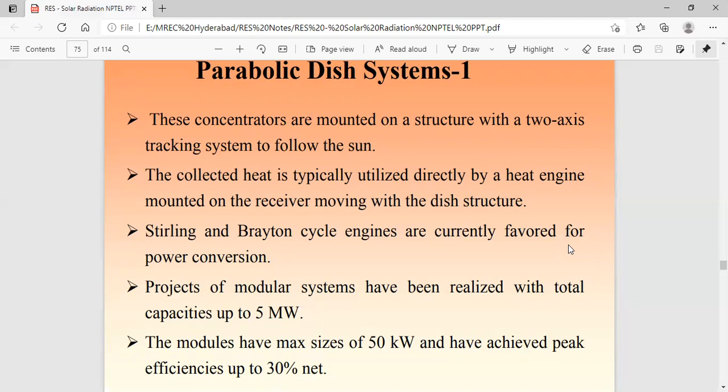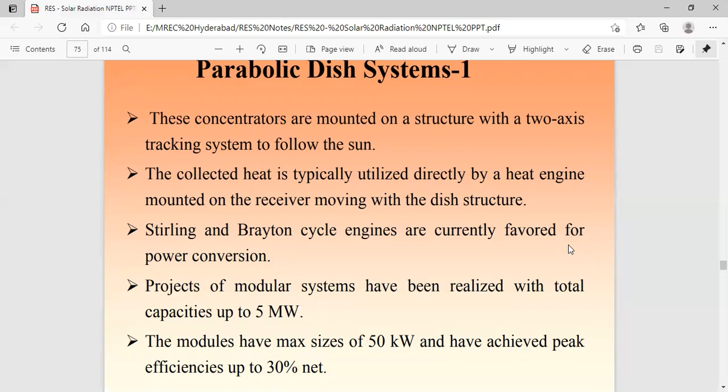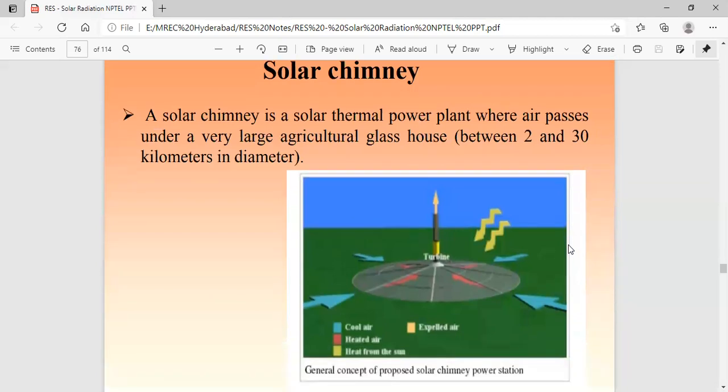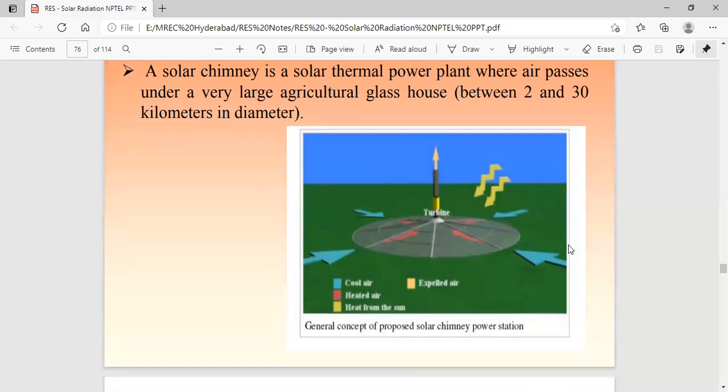Projects of modular systems have been realized with total capacity up to 5 megawatts. The modules have a maximum size of 50 kilowatts and have achieved peak efficiency up to 30% net value. Next one is the solar chimney. The solar chimney is a solar thermal power plant where air passes under a very large agricultural glass house, that is between 2 and 30 kilometers in diameter.